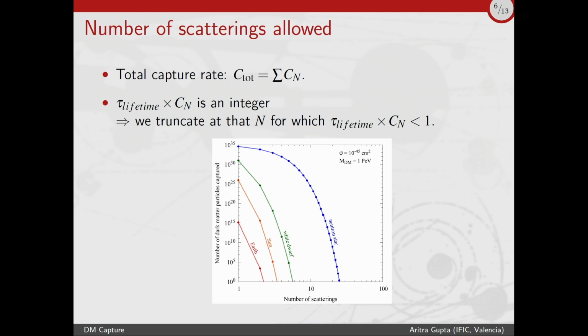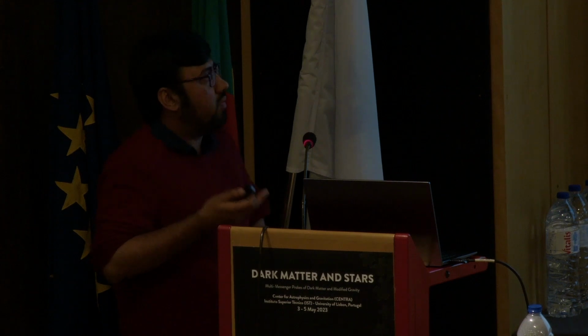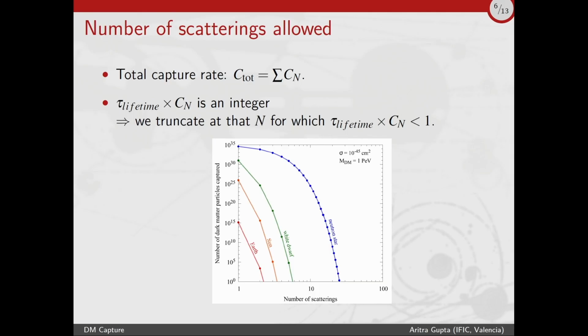Now for the total capture rate, the question is how far this summation should run. Since this is the capture rate, multiplying it by the lifetime gives the numbers, and this should be an integer. It cannot be less than 1, and we truncate the series when it becomes less than 1. This is just like a convergence test, but in a more refined manner. We see that for a very compact star and very high mass dark matter, such as a neutron star, the maximum allowed number of scatters is like 20 or 25, which is not that big.